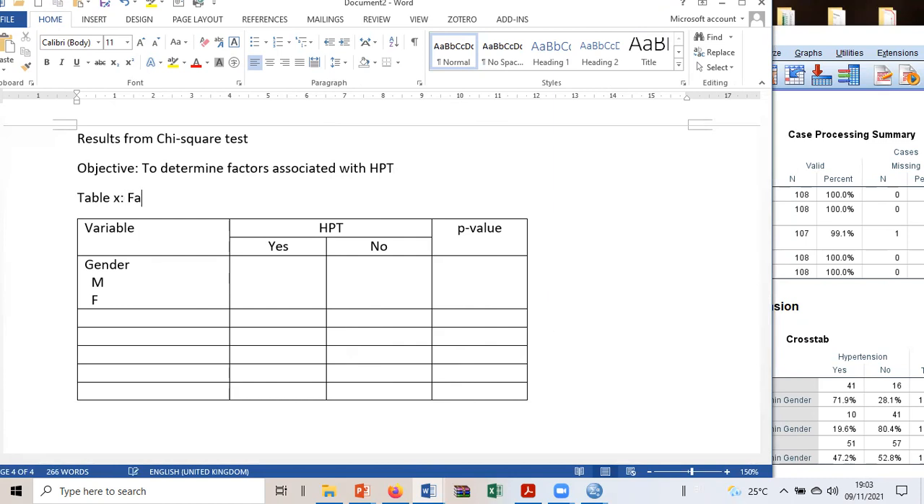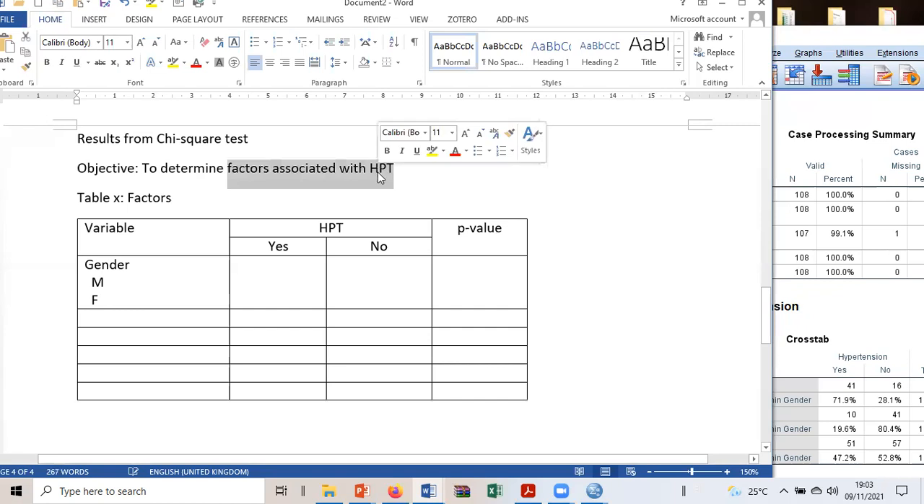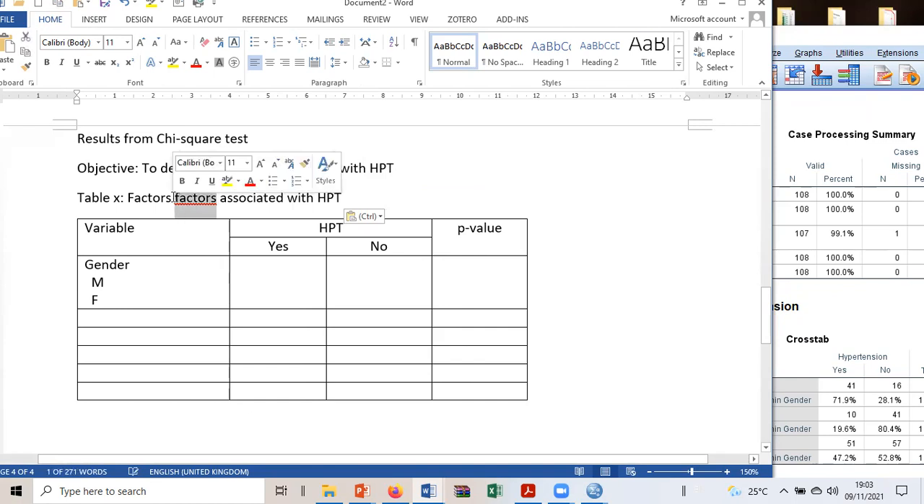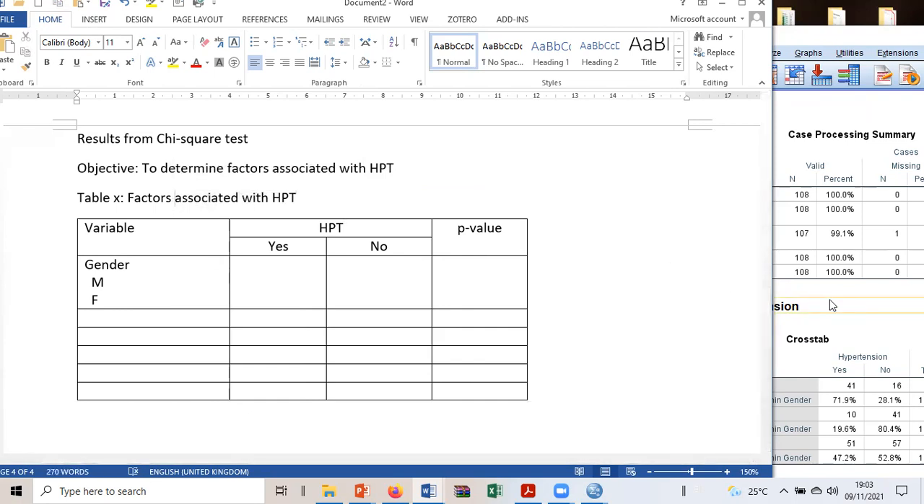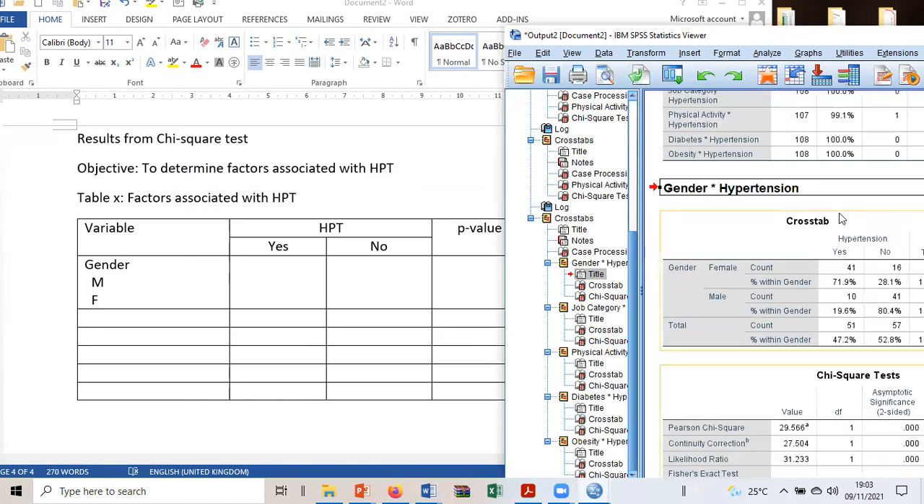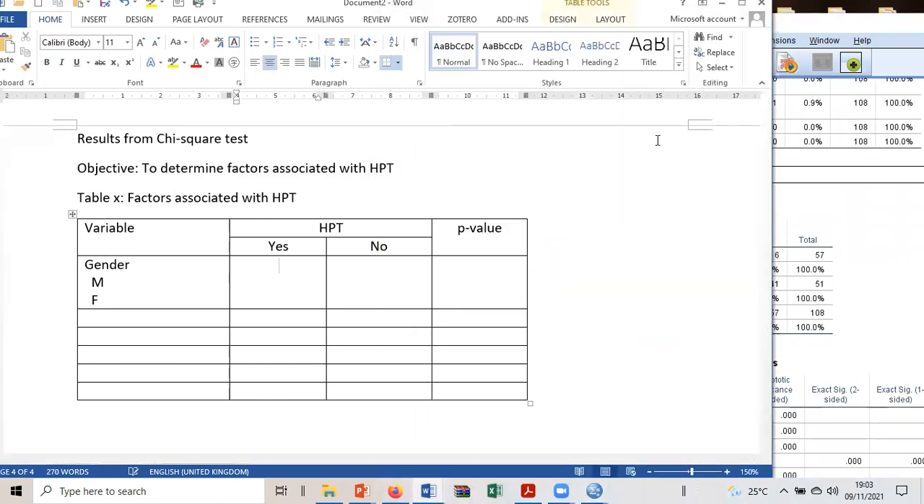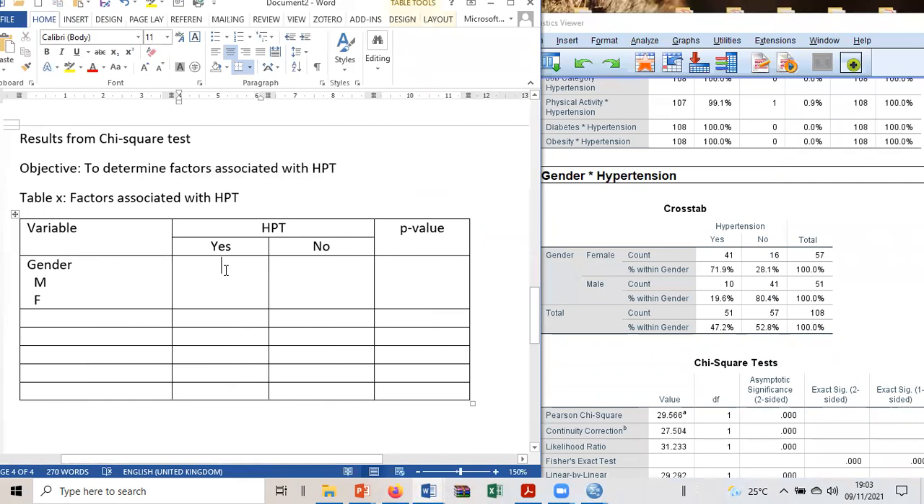Factors associated with hypertension. Okay, go to the table. Gender. Hypertension, yes, no. Yes, no. Among the male, how many hypertensive? Among male, 41, bracket, 71.9%. Female, 10, 19.6%.